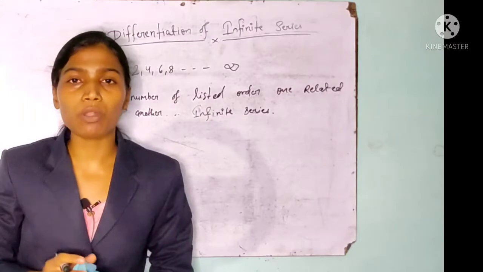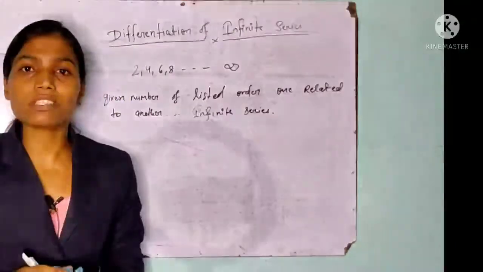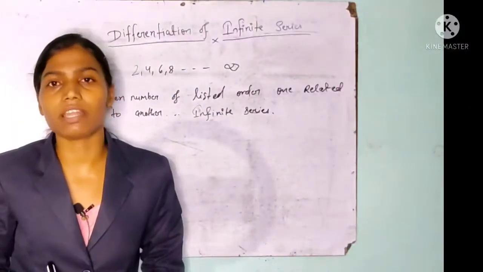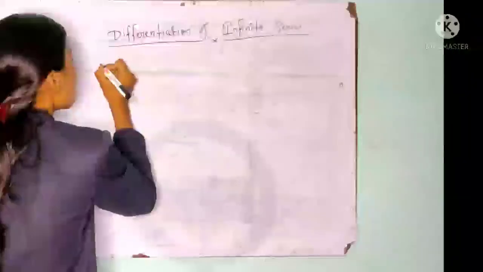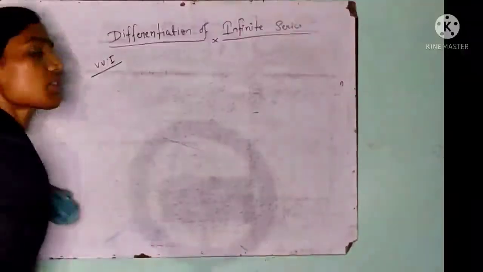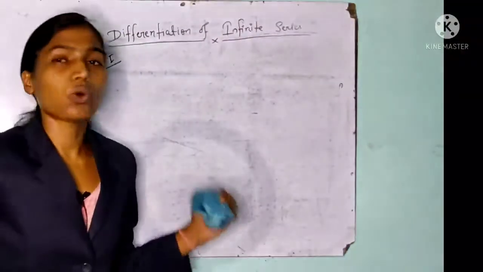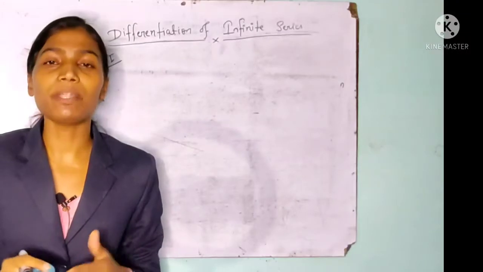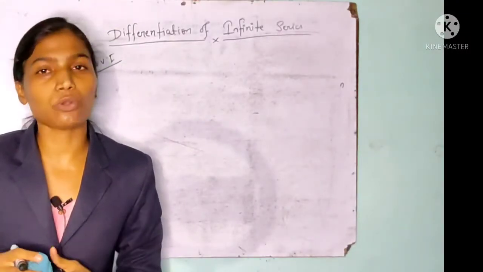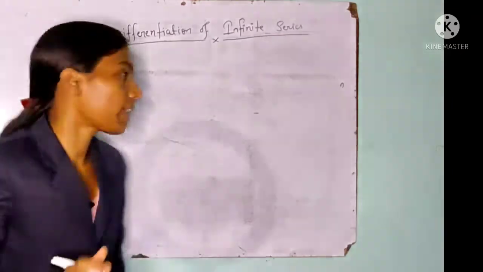Now we have one most important concept. First we need to learn that concept, then only we can find the derivative of an infinite series. So let's come and see. First you need to learn that concept. The concept is: if we take out a single term from an infinite series, then the series should be unaffected. So I give you an example.